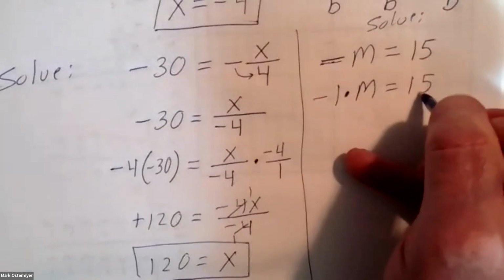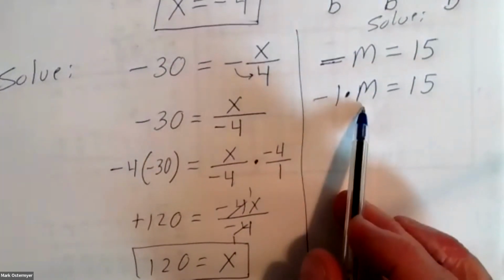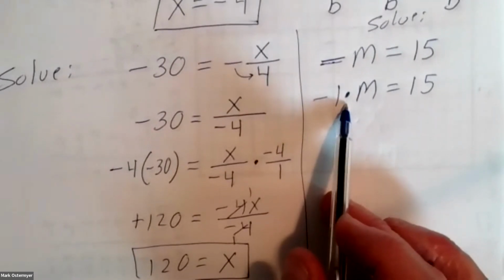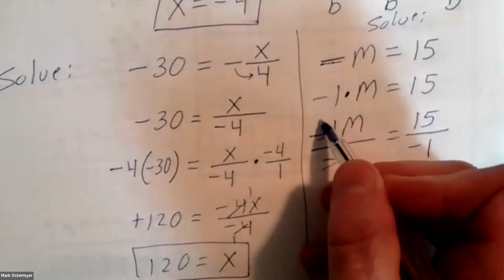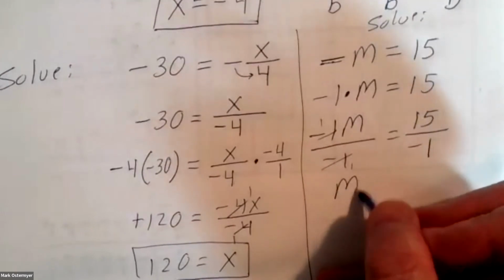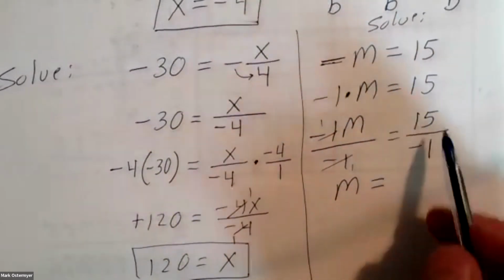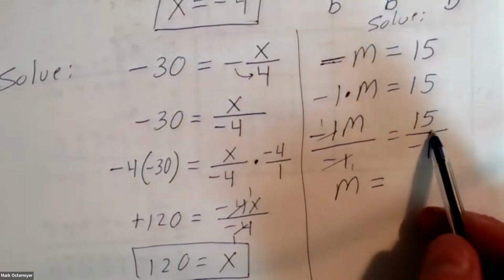Now we know what to do. How do I get m by itself? How do I get rid of this negative 1 that's being multiplied by m? What's the inverse of multiplication? Division. I will divide both sides of my equation by negative 1. The negative 1 reduces down to 1 on the left side, and 1 times m is m. Now m is all by itself because we have a positive 1 in front of m. What's 15 divided by negative 1?